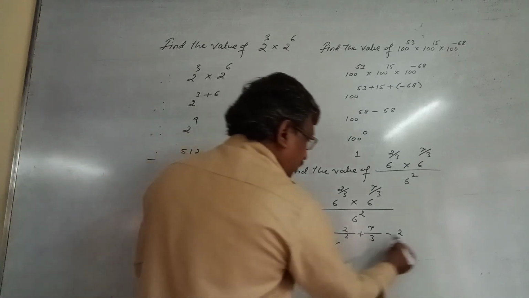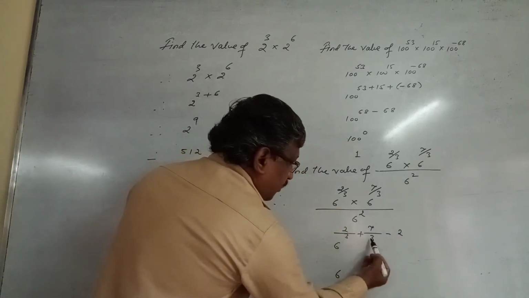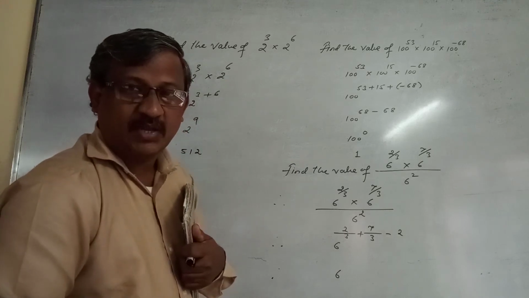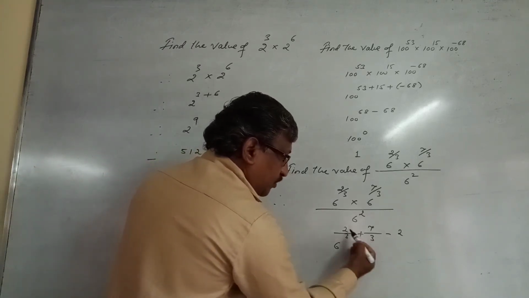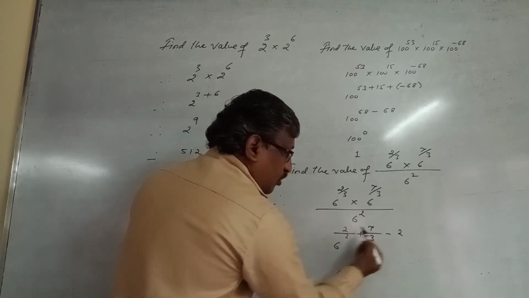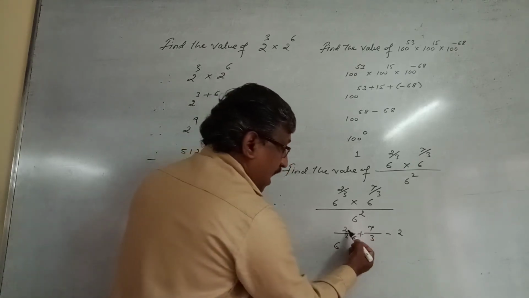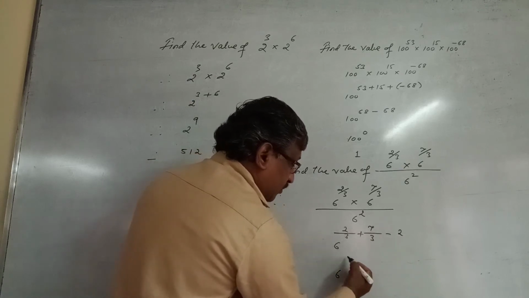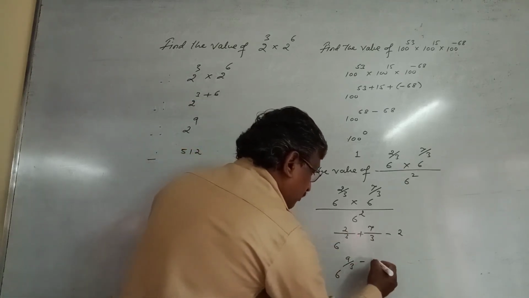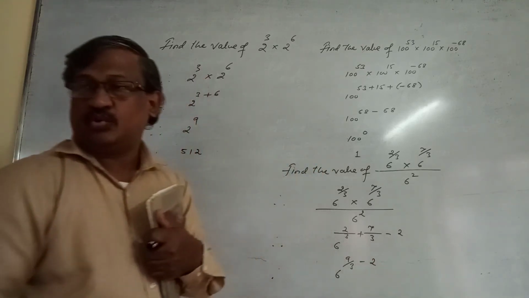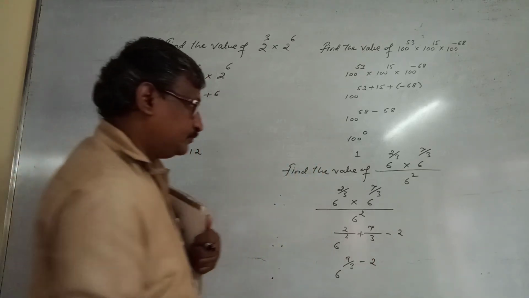6 raised to, now solve this. Now these 2 values we can solve very easily because here denominator is same, here also denominator is 3, means easily we can add the numerators. So 2 plus 7 is how much? It is 9, right? Divided by 3 minus 2.